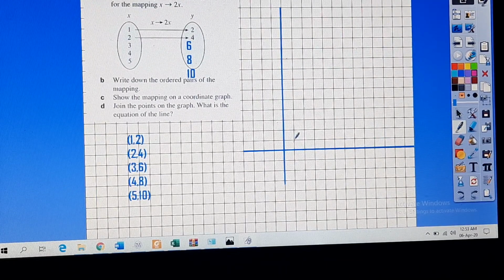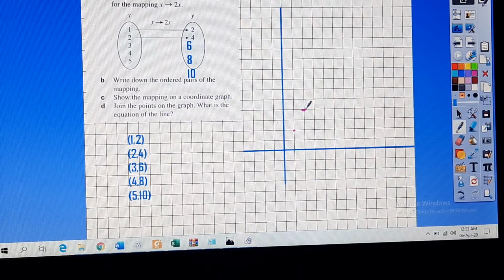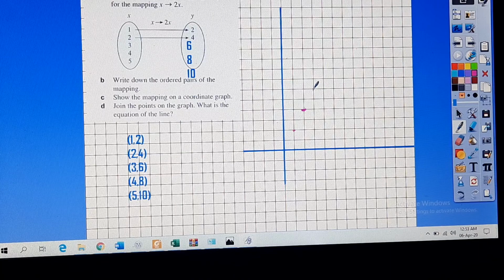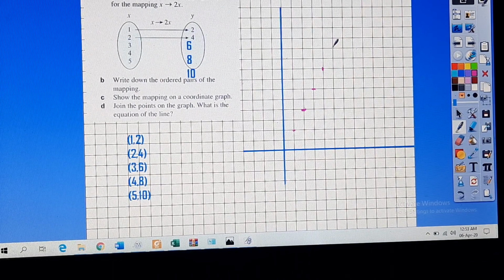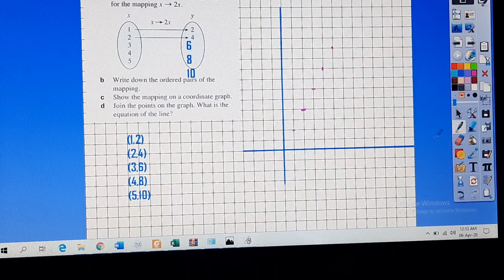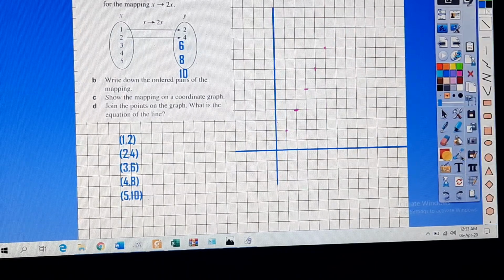Let's show them on the coordinate graph. So I have 1, 2, the point here. 2, 4. Okay, 3, 6, 4, 8, and 5, 10. Let's join the points.